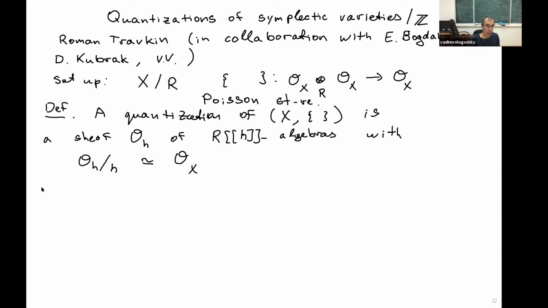Such that the following conditions are satisfied. Well, first of all, O_h is flat over the ring of power series, and complete, h-adic complete.